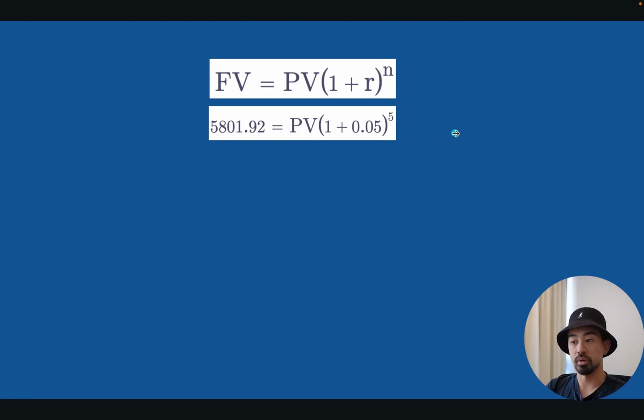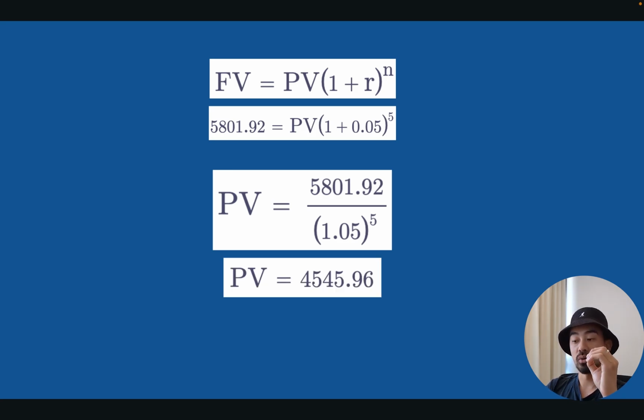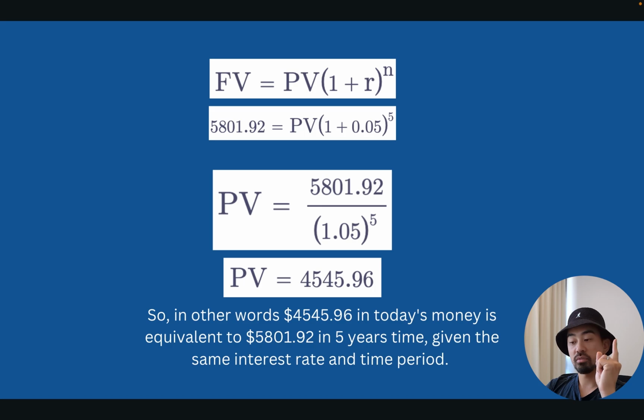Now doing a bit of algebra and a bit of rearranging, your next step should look like this. Just moving the brackets to the other side by dividing. And finally, our present value is $4,545.96. So in other words, 4,545.96 in today's money is equivalent to 5,801.92 in 5 years, given the same interest rate, so 5%, and given the time period of 5 years. So that is what present value means.